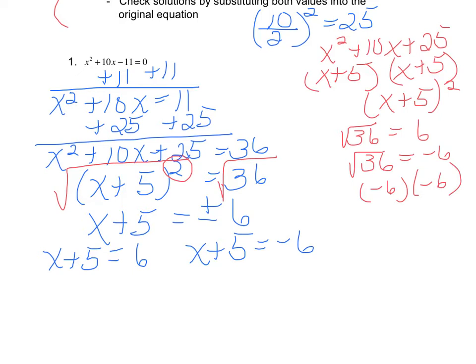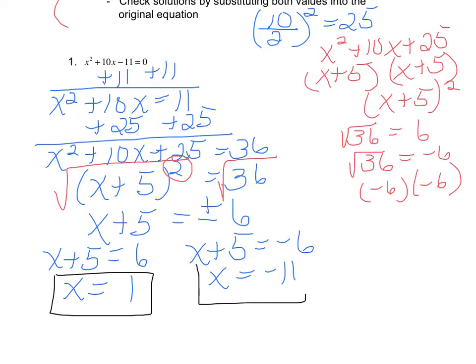On the left, if we subtract 5 on both sides, we get x is a positive 1. On the right, if we subtract 5 on both sides, we get x is a negative 11. So the answers to this equation are x equals 1 and x equals a negative 11. Another name for answers or values of x is roots.